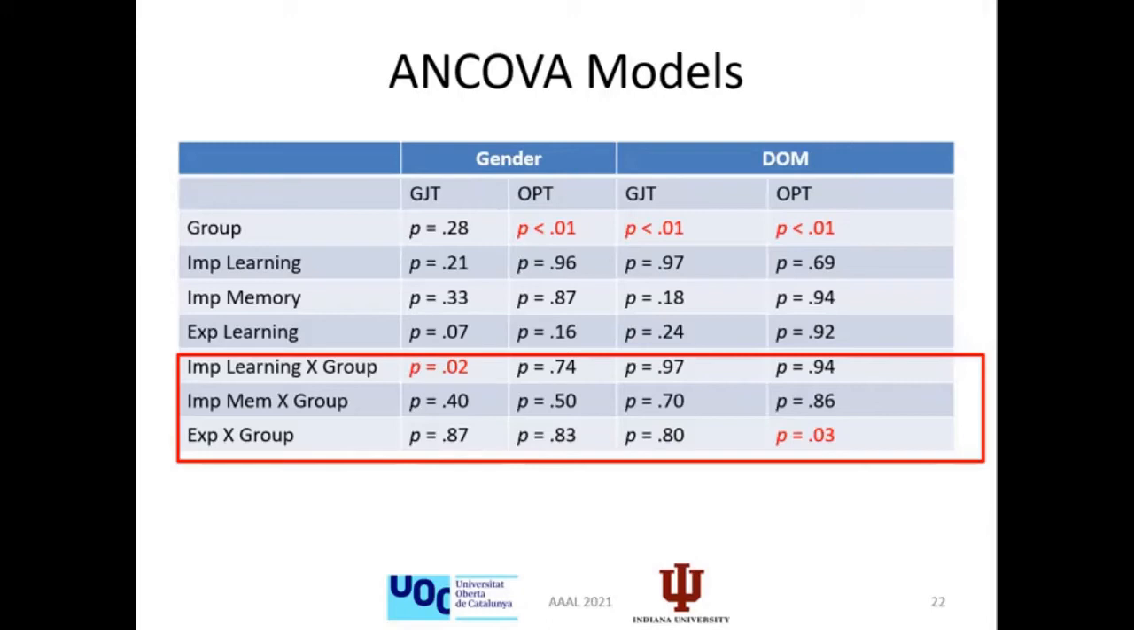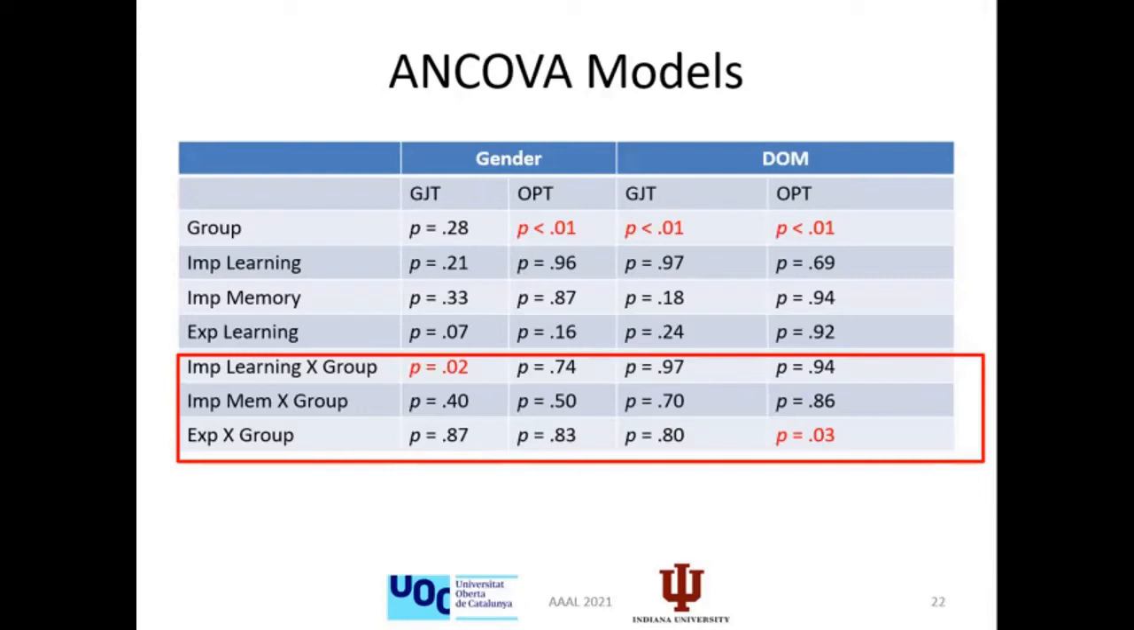Each ANCOVA model included group as the between subjects factor, 3 covariates, and the interaction effects between each cognitive ability and group. Since our research question asked whether different cognitive aptitudes were differentially related to learners' performance under different feedback conditions, we are only interested in the interaction effects that are presented in the bottom part of the table.